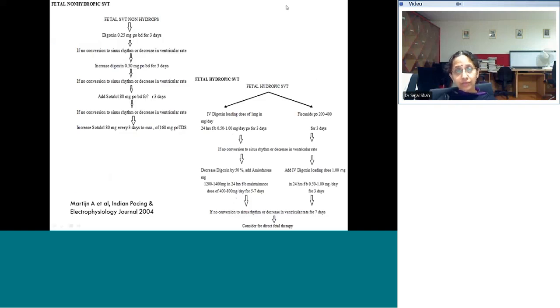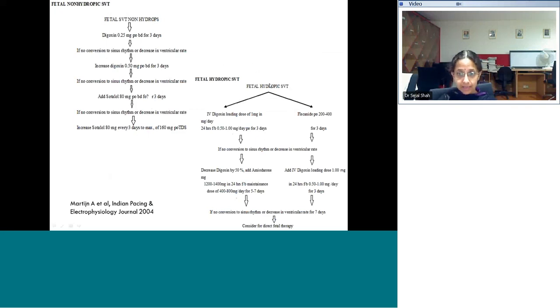Now, in general, for SVTs, if there is no hydrops, then digoxin is considered to be the first line medication. The dose is usually 1 tablet BD for 3 days, and you increase the dose to 2 tablets BD after 3 days if there is no reduction in the rate or change in the rhythm. After increasing the dose of digoxin, if we still don't have a response, sotalol is considered as the second line of medication.